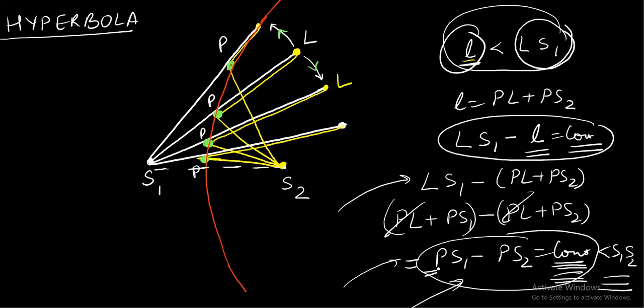PS1 minus PS2 जो होता है ना वो 2a होता है. 2a क्या है? Length of transverse axis है. So PS1 minus PS2 is actually equals to this thing. That means the difference between length of rod and length of the string. दोनों का difference अब मुझे कितना मिल जाएगा? दोनों का difference I will be getting equals to 2a यानी length of transverse axis.